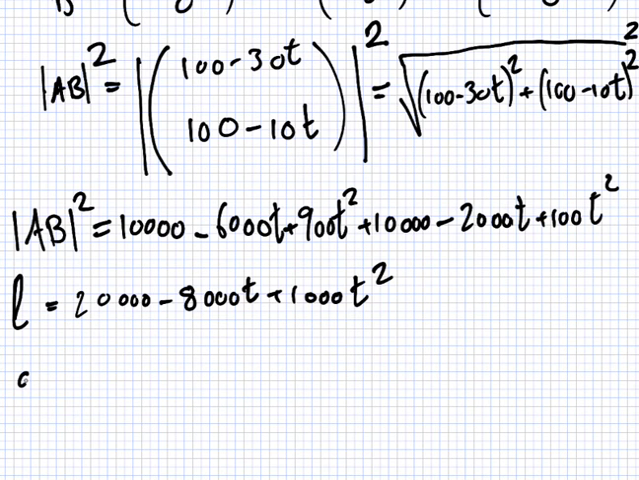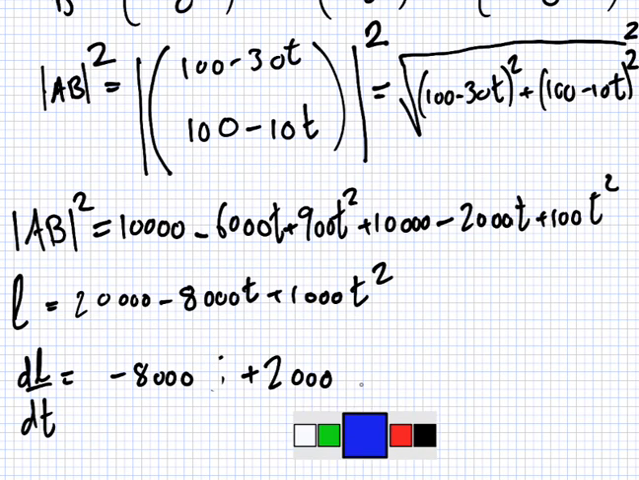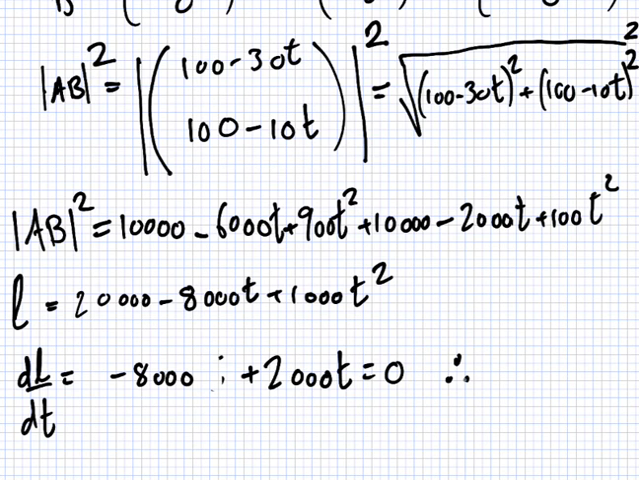So the derivative here will be minus 8,000 plus 2,000 T equals 0. So therefore, T equals 4. So after 4 seconds, there would be the closest they'll be together.